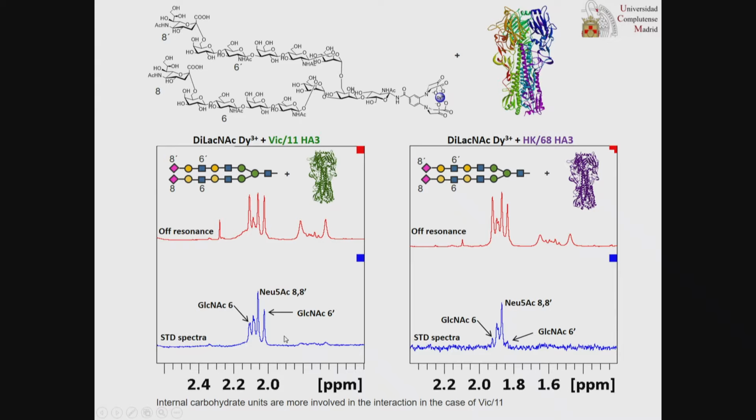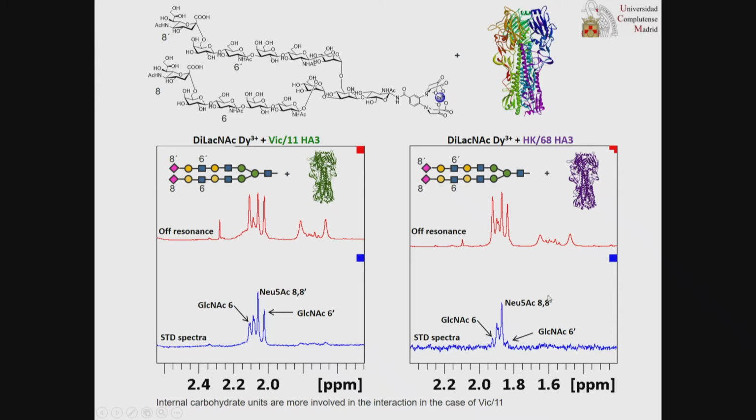And what does that mean? If you have a peak in the STD, you have an interaction with the protein. That proton is closer to the protein, and in this case, the protons that are closer to the hemagglutinin are mainly the protons of the neuraminic acids.